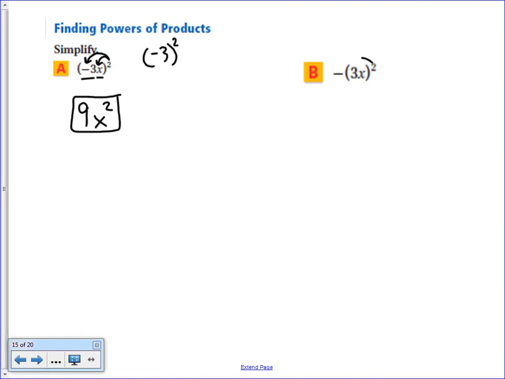Now this one looks a little differently. You're only going to distribute the 2 through to the 3 and the x. Only what's in parentheses. You're not going to distribute the 2 to the negative. Only what's inside those parentheses. So the negative in front just is treated like a negative in the front, so we'll just leave it as is. Then we have 3 squared, which gives me a 9. And an x to the second power, which will just become this. So notice the difference between letter A and letter B. So that negative, it does matter if it's inside the parentheses or not.